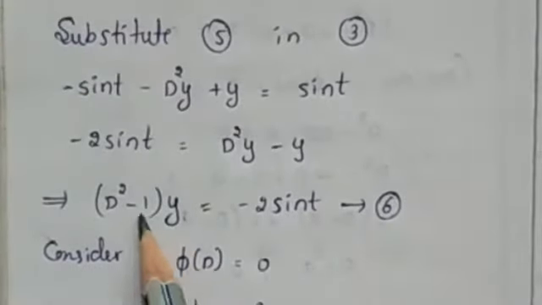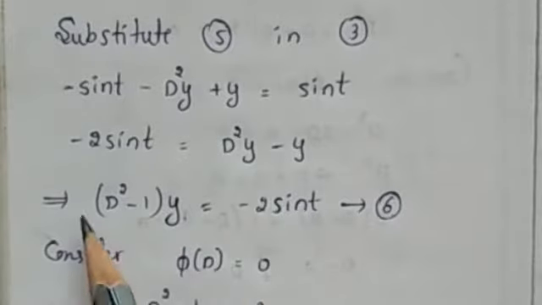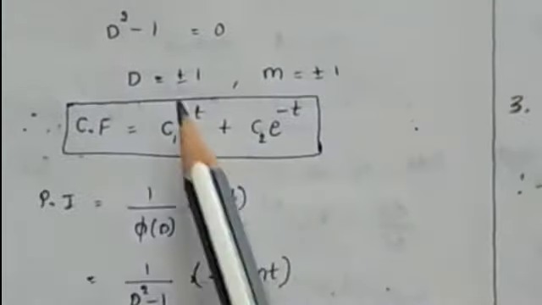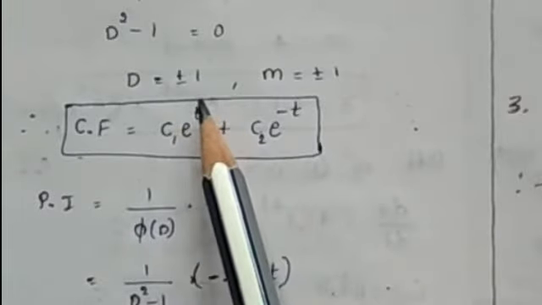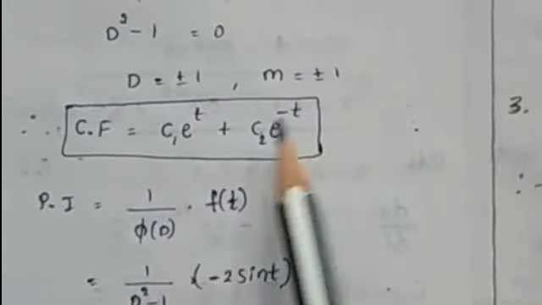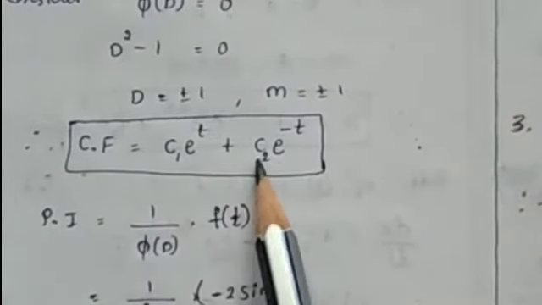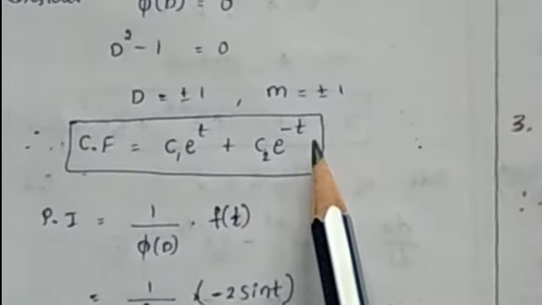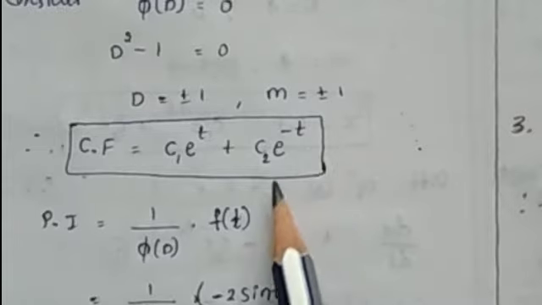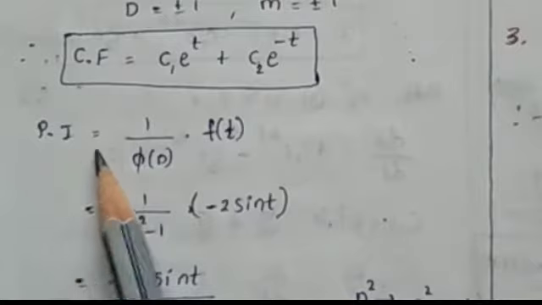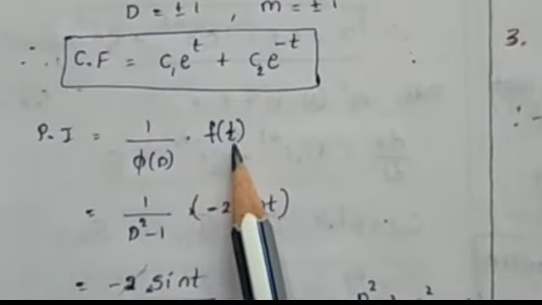Let us consider phi of D which is equal to 0. Phi of D is D square minus 1 which is equal to 0. So then you get D is equal to plus or minus 1. You get two different roots. So the complementary function which is equal to c1 e to the power t plus c2 e to the power minus t.